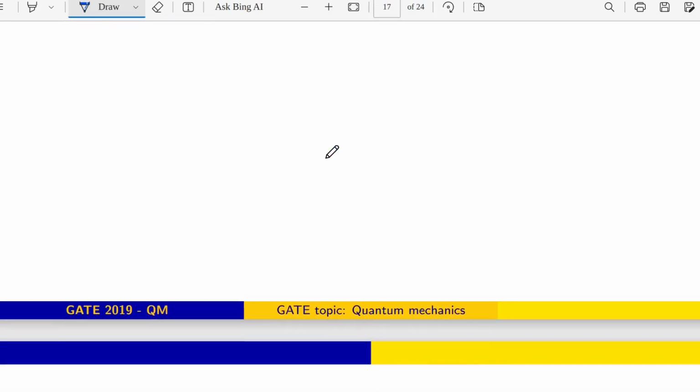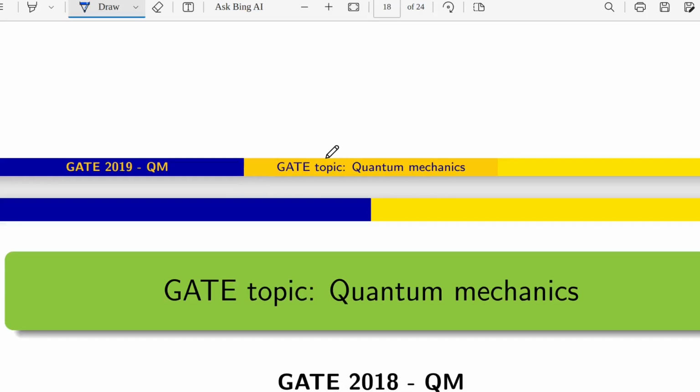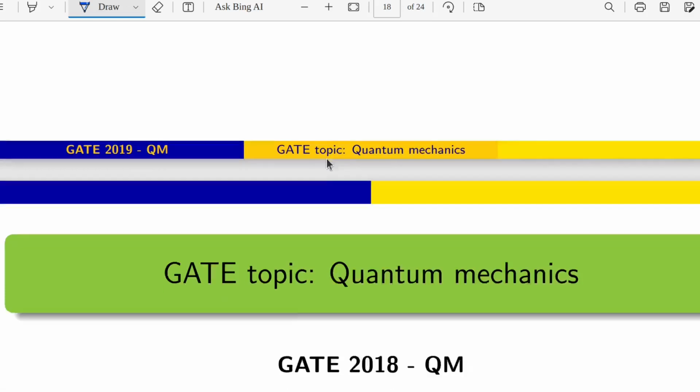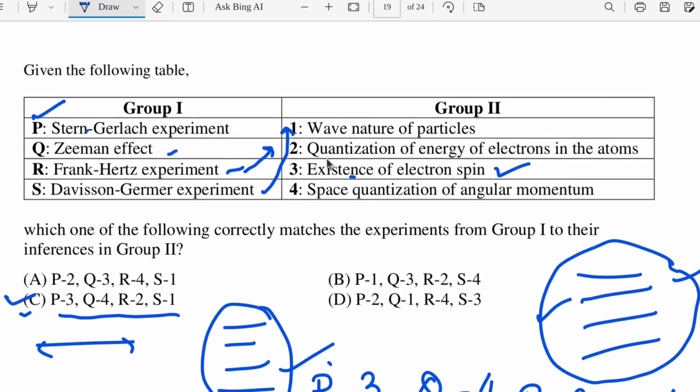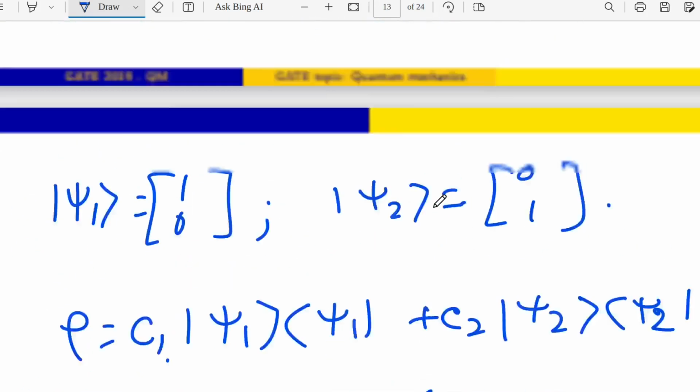The GATE questions: the first one is from 2018, the second one is from 2019, and the third one is also from the 2018 question paper. So if you have any other questions regarding these things, you can tell me right now, or if you have some doubt on that third question also, you can tell me. Or otherwise, among any of the questions.